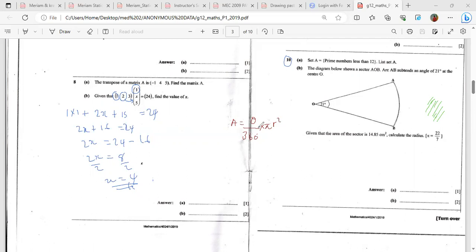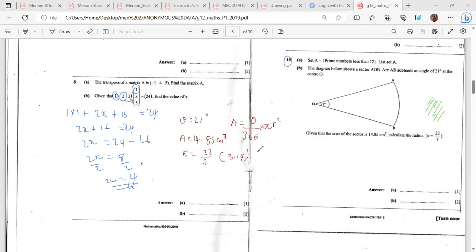So this is the formula that you are going to use. In this case, they've told us the area of the sector. The angle they've given us is 21 degrees. The area is also given, it is 14.85. Then we get pi, and they've given us 22/7. Don't choose 3.14.